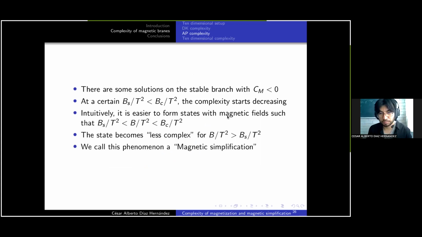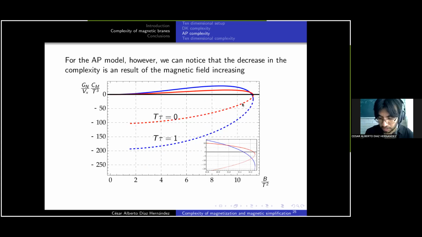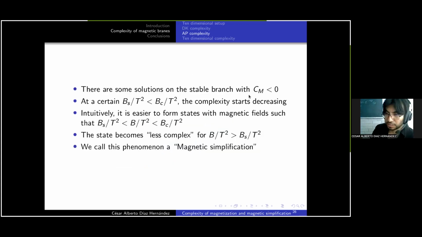Okay, so there are some solutions, as we can see here, that have a complexity of magnetization less than zero. So for a certain magnetic field, the complexity starts decreasing. We can say that the state is less complex, or that it simplifies. The state gets simplified. This is what we call the magnetic simplification, a simplification of the system due to the work of the magnetic field.